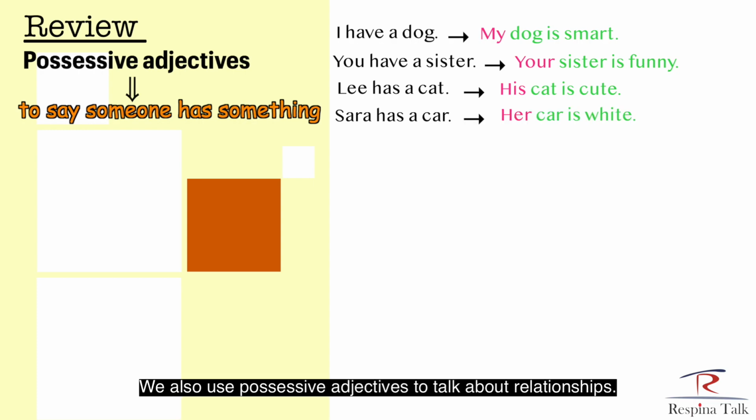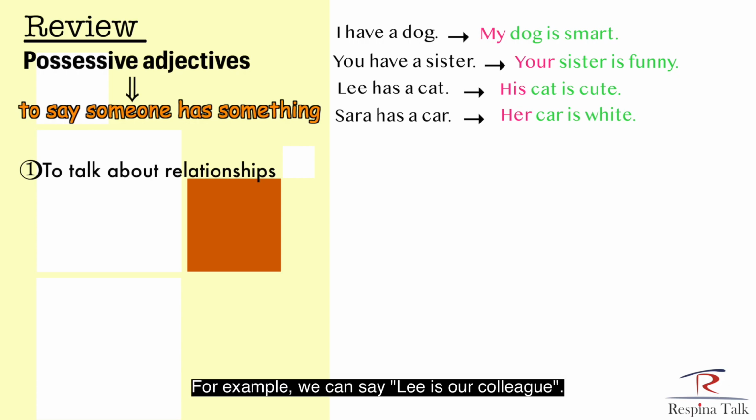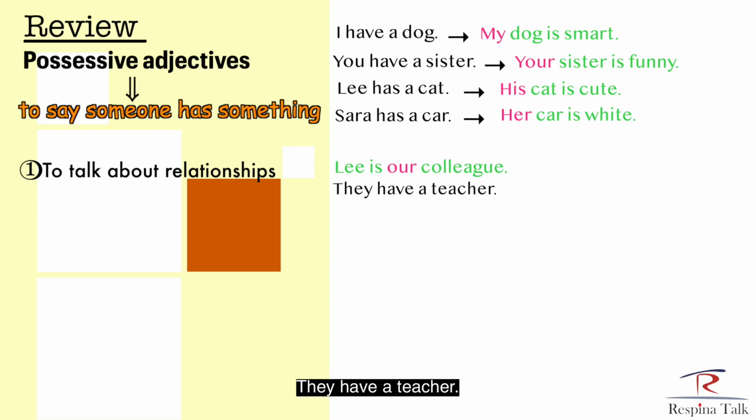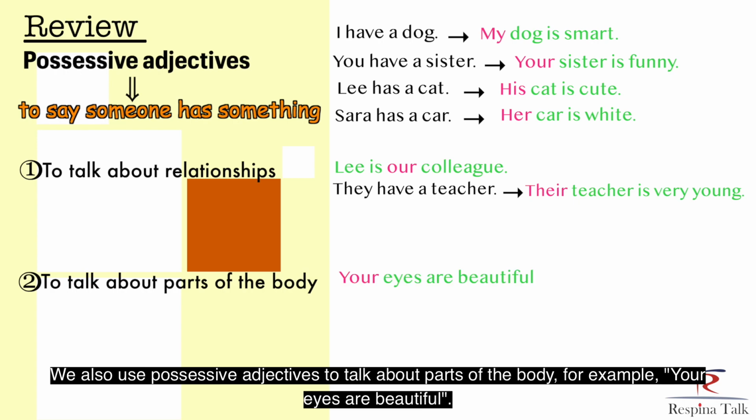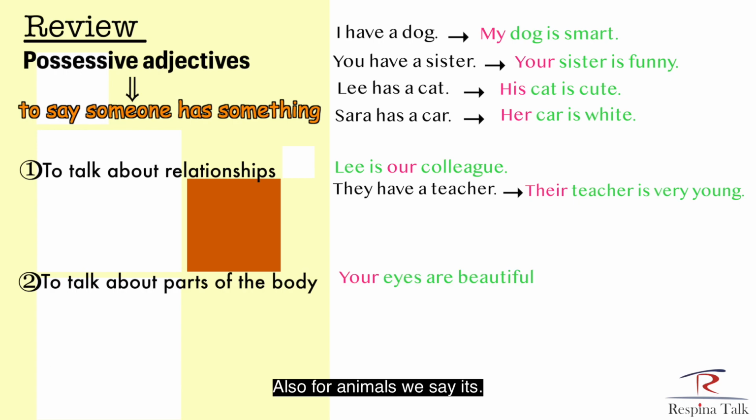We also use possessive adjectives to talk about relationships. For example, we can say, Lee is our colleague. They have a teacher. Their teacher is very young. We also use possessive adjectives to talk about parts of the body. For example, your eyes are beautiful. Also for animals, we say its. Lee has a cat. Its name is Morty.